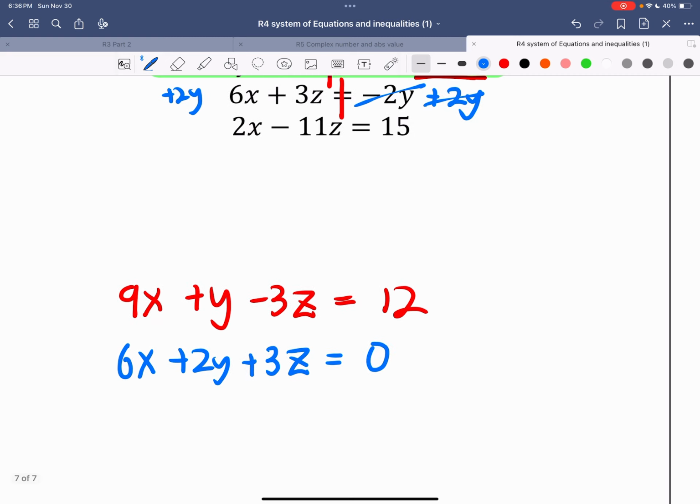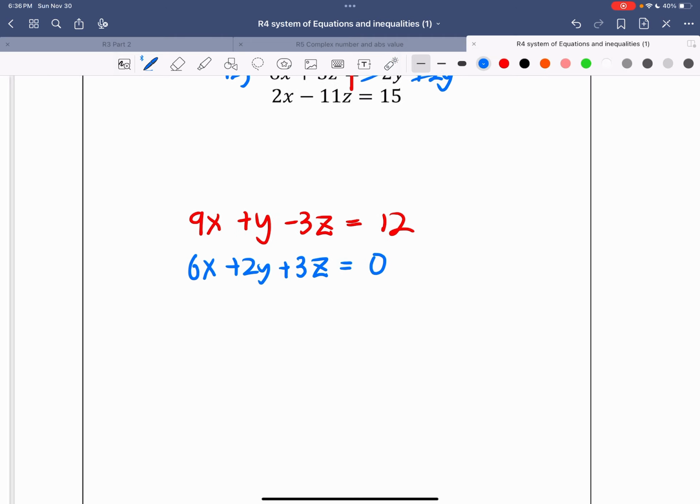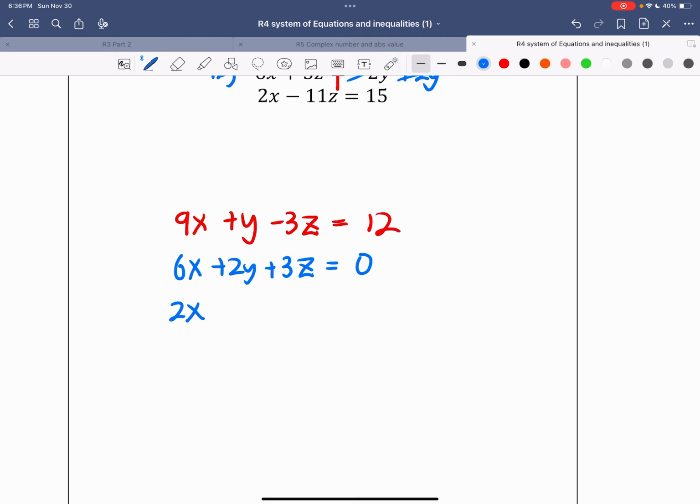Third one, looks like I don't have to change anything because I don't see any variables on the other side, but I have an x and z, and I don't see any y. So I'm gonna rewrite it as 2x plus 0y, because I don't see any y, minus 11z equals 15.